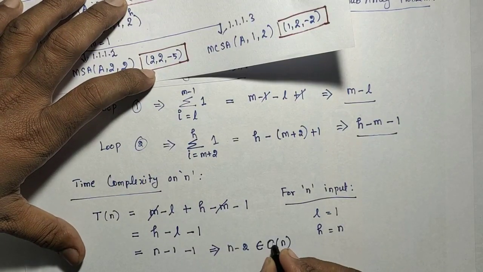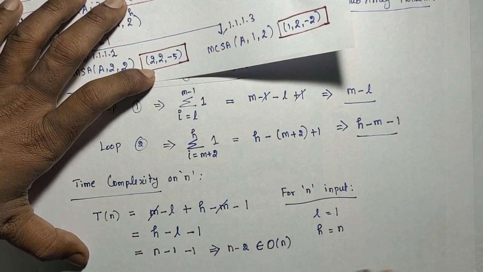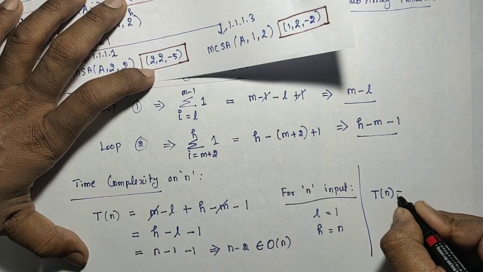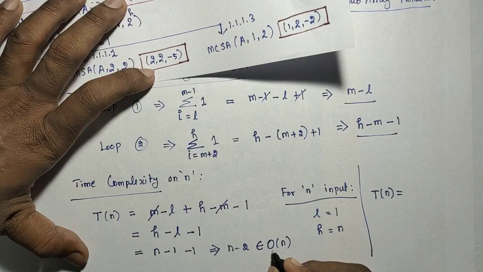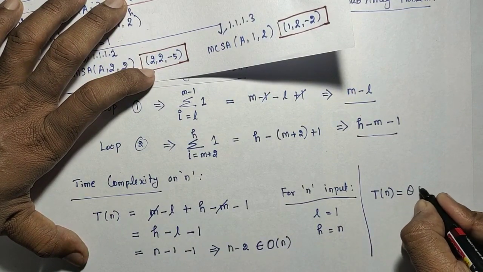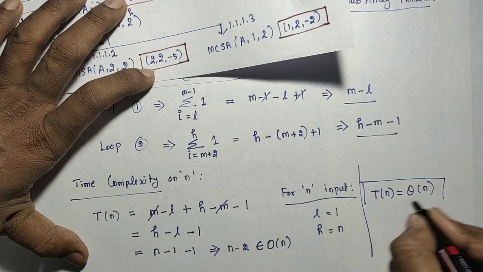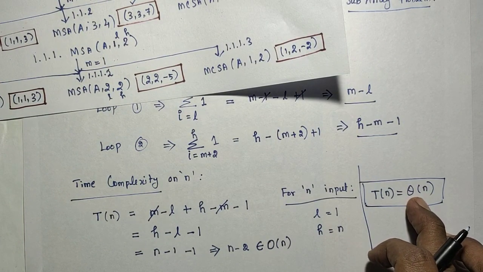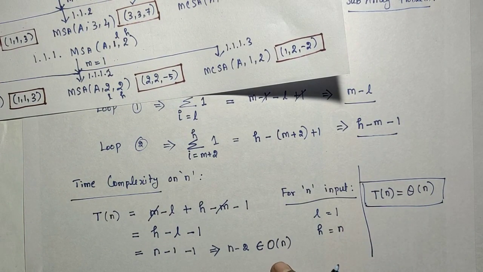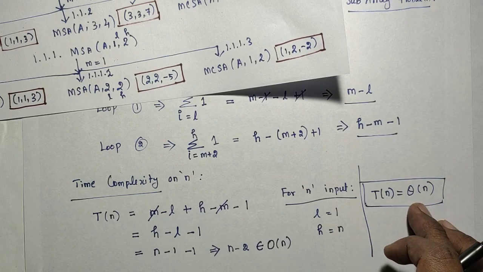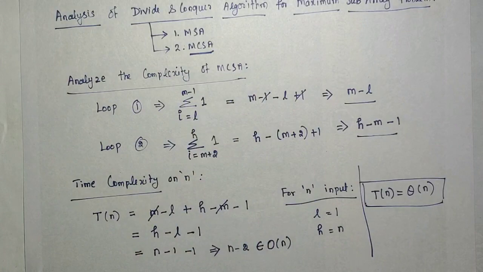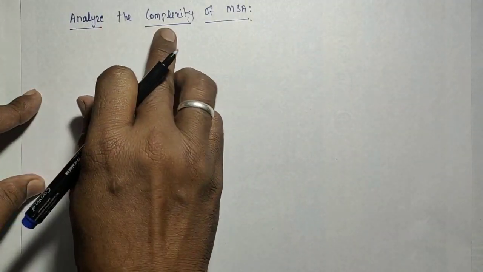So here the T of N, the final complexity of the MCSA algorithm, is O of N or Theta of N. So I am going to write Theta of N. Theta covers both the upper limit as well as the lower limit. So we can represent either O of N or Theta of N. So this is the complexity of the MCSA algorithm.